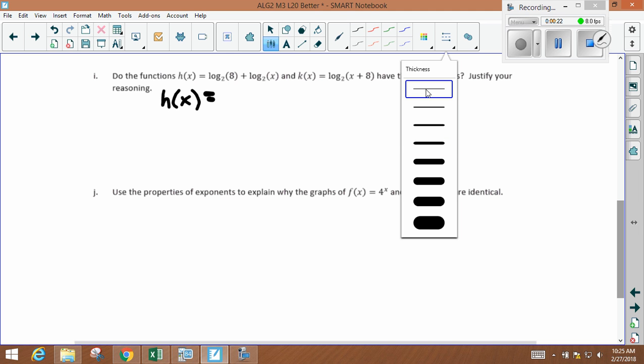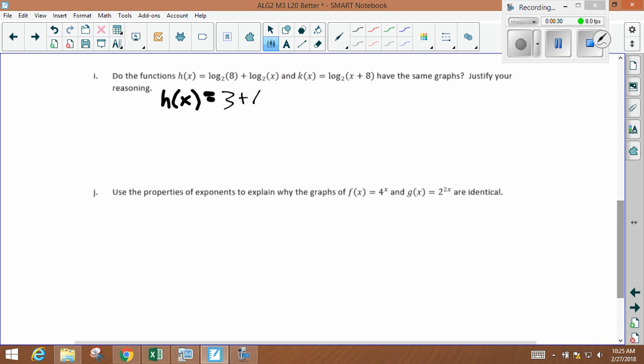Log base 2 of 8. 2 to what power is 8? Well, if they have the same graph, they should be equal, right? Is 3 plus log base 2 of x equal to log base 2 of x plus 8? No way, right? So they don't have the same graphs.